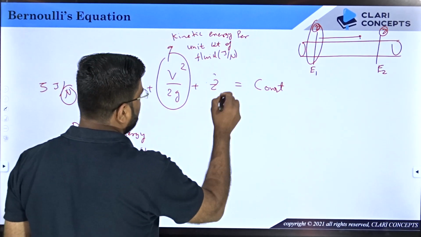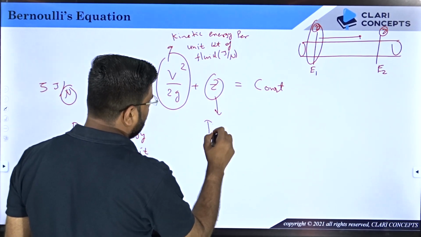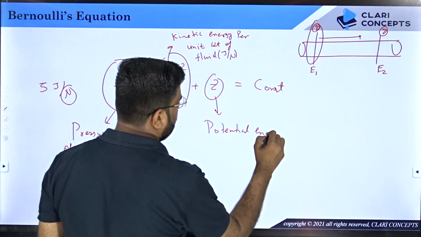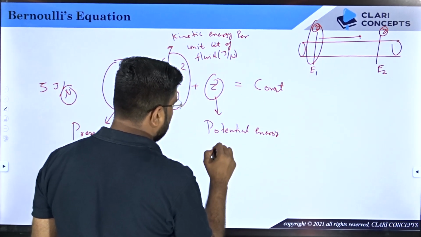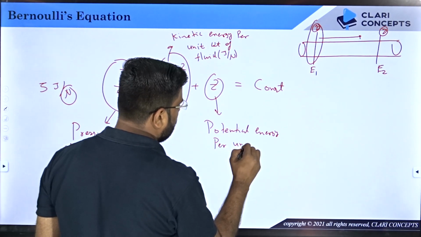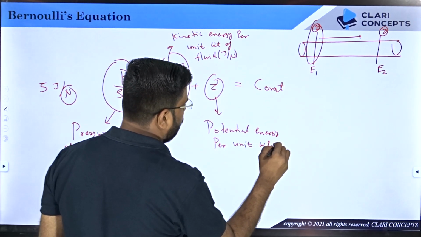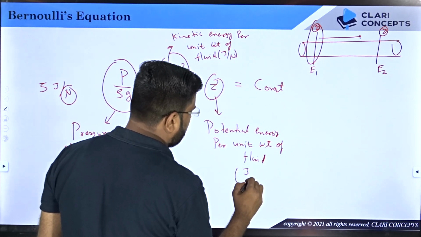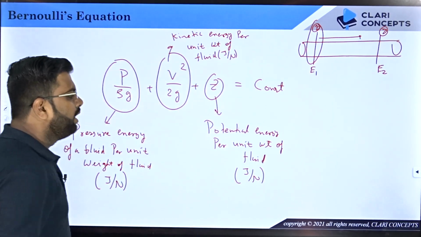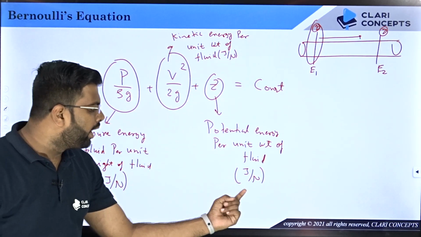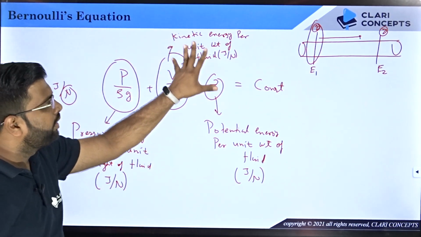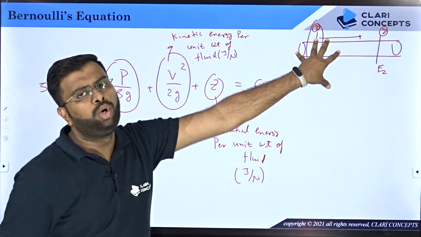What is z? Z is nothing but the potential energy per unit weight of fluid. That means this is also measured in joules per Newton. So Z is the potential energy contained by 1 Newton of fluid at this particular location. Now if you accumulate all these values together, you will get the total energy contained by the fluid per unit weight.